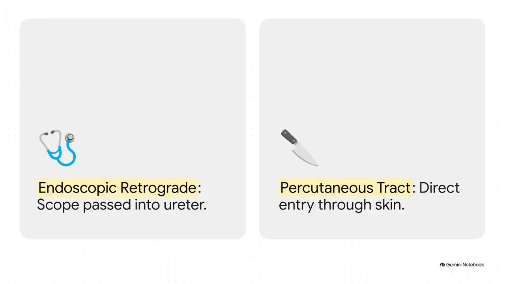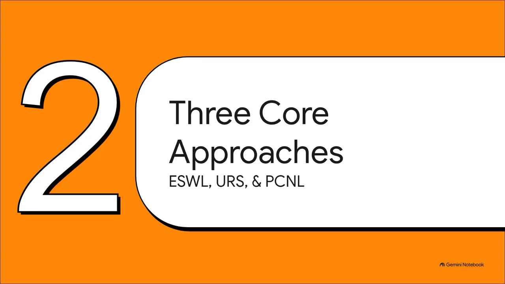So when you're reading through those operative notes, you're primarily hunting for 2 main invasive pathways. You need to ask yourself, are we dealing with an endoscopic retrograde approach? Passing a scope up the urethra and into the ureter to get to the stone. Or are we looking at a percutaneous tract where the surgeon enters directly through the patient's skin straight into the kidney? Understanding that distinct difference between going up the plumbing versus through the wall is basically your foundational anatomy for this. Moving right along to Section 2, we'll be breaking down the 3 core lithotripsy approaches, ESWL, URS, and PCNL.